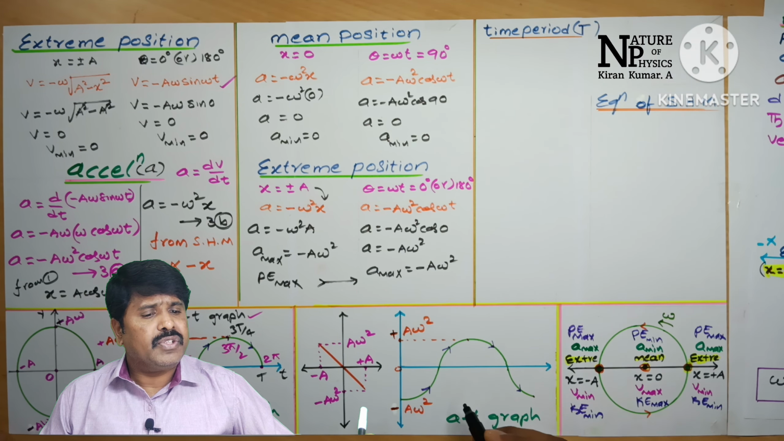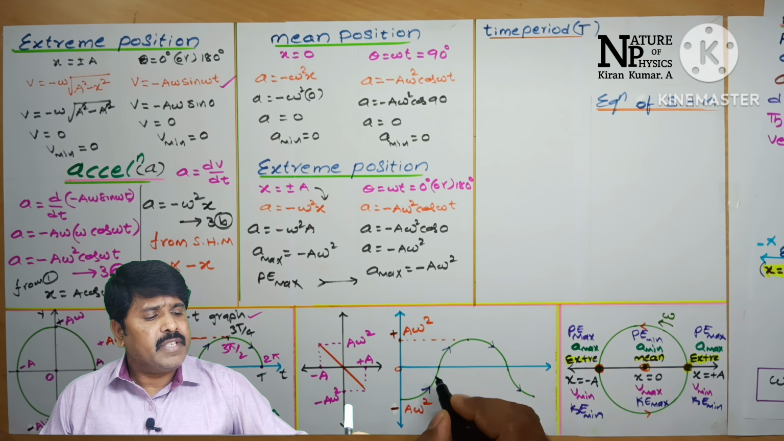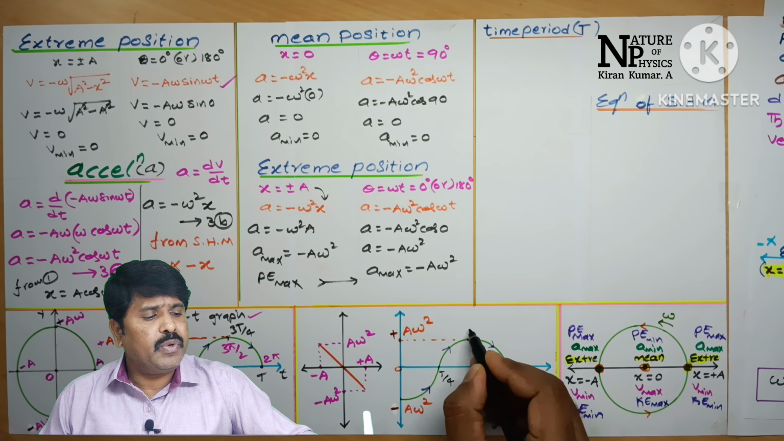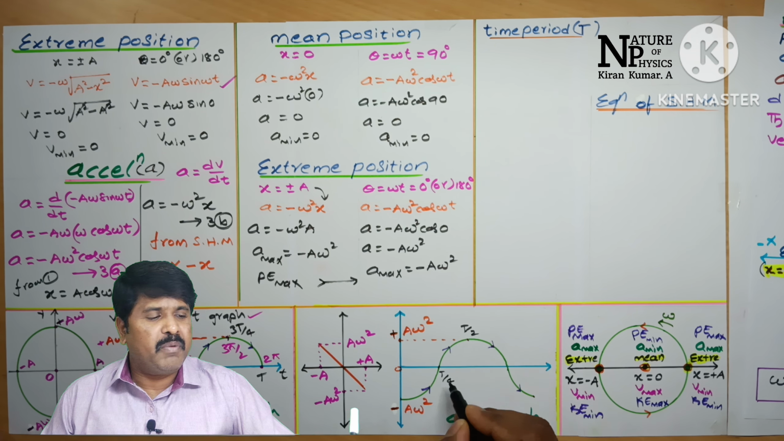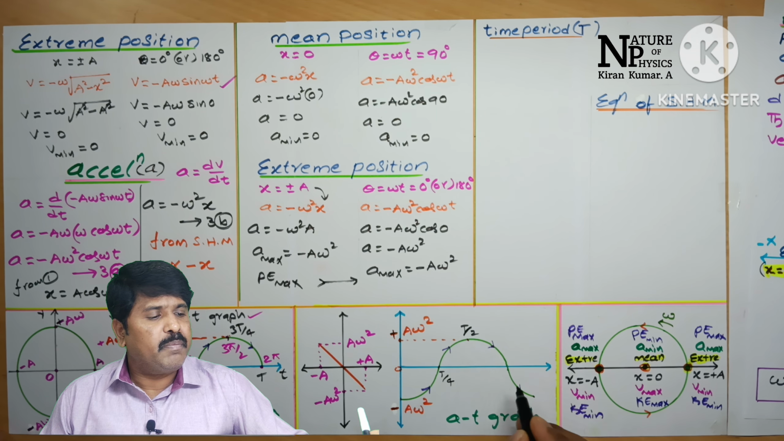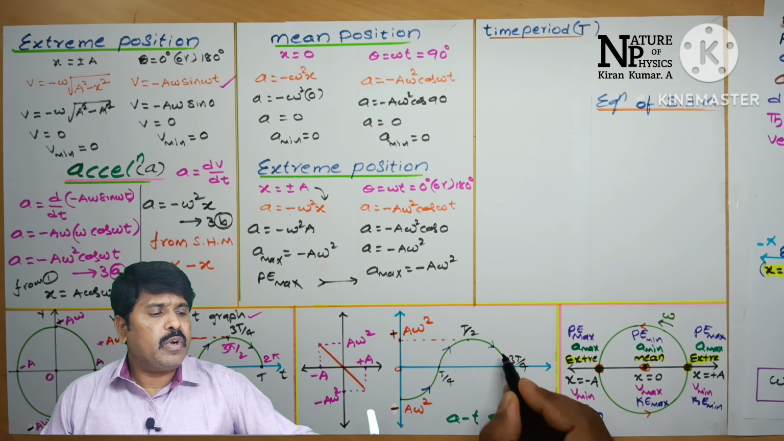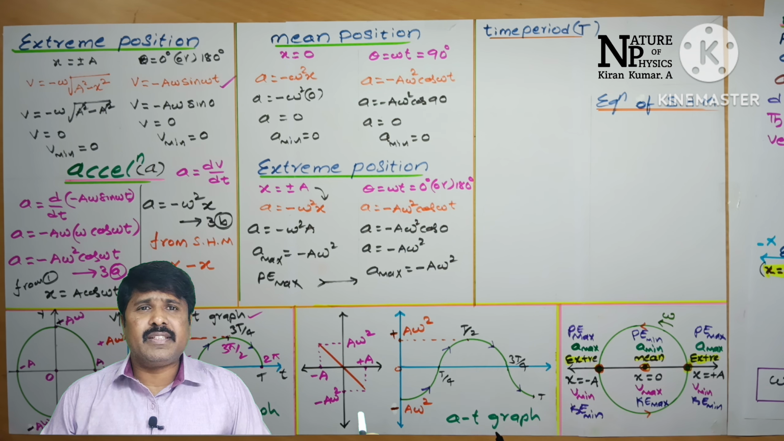For this acceleration, see here representing, this is time equal to 0, this is t divided by 2, this is t divided by 4, and this is t divided by 2, and this is 3t divided by 4, and this is t. Time taken to complete one rotation is called time period of the wave.